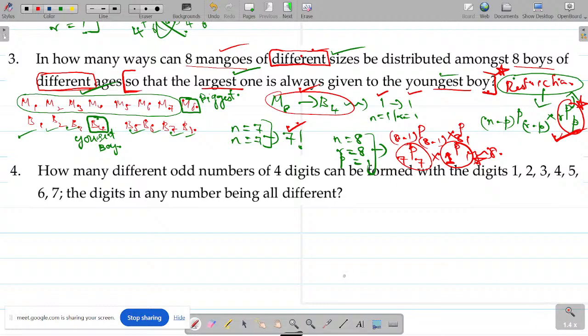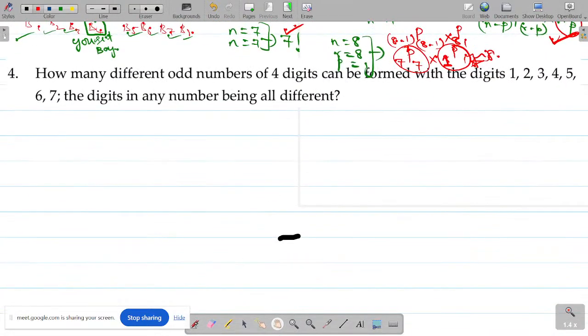I'll go for the 4th problem. Shall I continue? In how many different odd numbers, I want to highlight this word, odd numbers of 4 digits can be formed with the digits 1, 2, 3, 4, 5, 6 and 7, the digits in any number being all different. So this is a basic problem. Only odd numbers can be taken and there should not be any repetition.